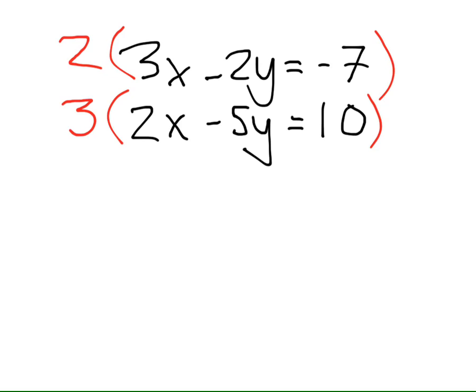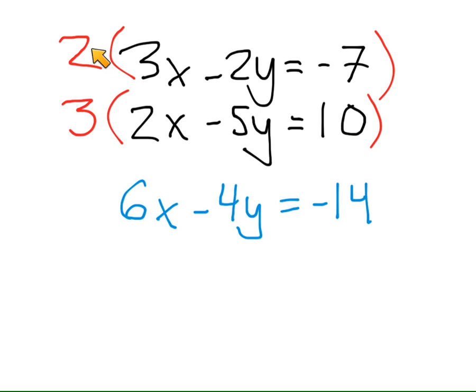So we're going to rewrite the top equation, multiply everything by 2. It becomes 6x minus 4y, because it's 2 times negative 2y, equals negative 14. Negative 7 times 2. And then I will multiply the bottom one, everything here, by 3. That will become 6x. 3 times negative 5y, negative 15y, and 3 times 10, which is 30.